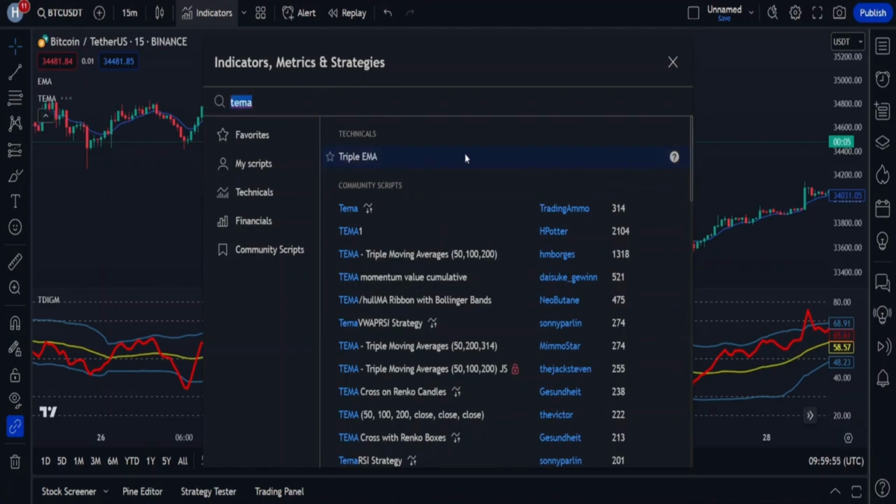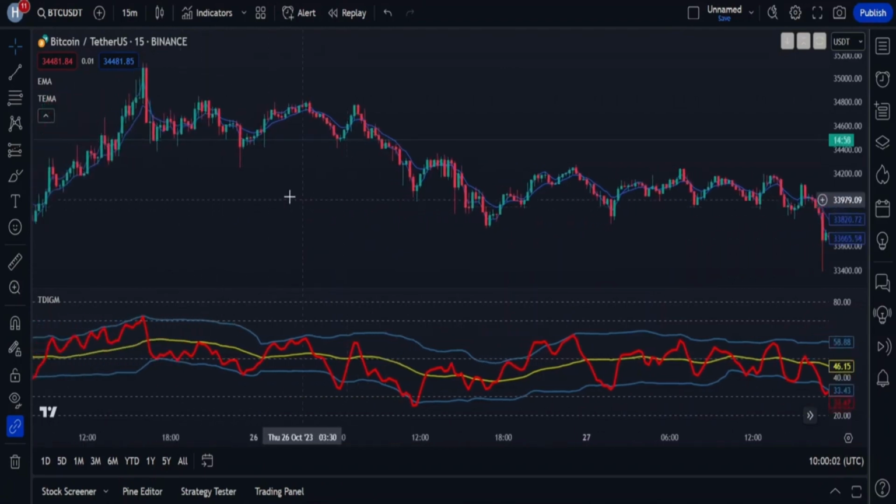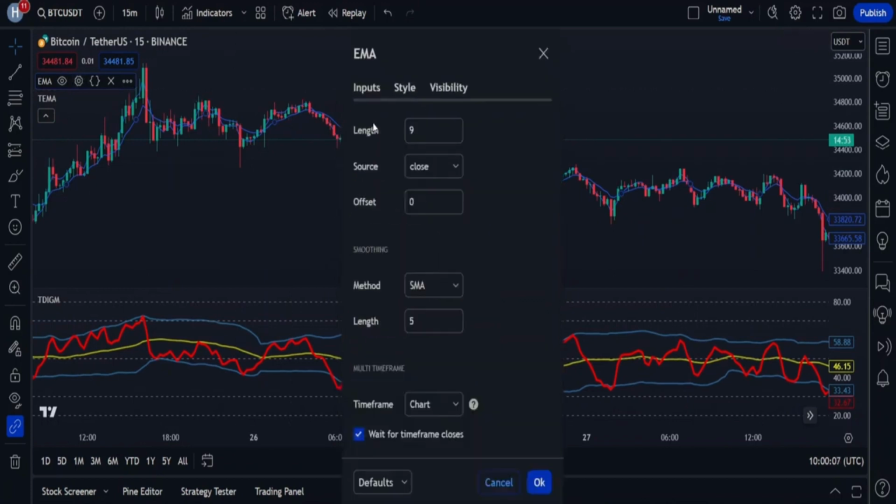After that, we will go to the Style tab. Here we will change the color to white. Now we will go to the second indicator settings, where first we change the length to 200. After that we will go to the Style tab. Here we will change the color of the indicator to yellow. That's all we needed to do.